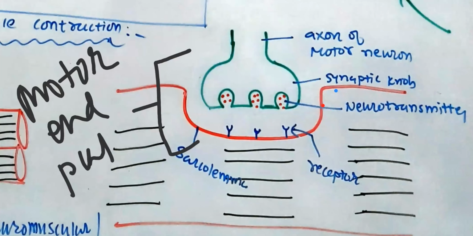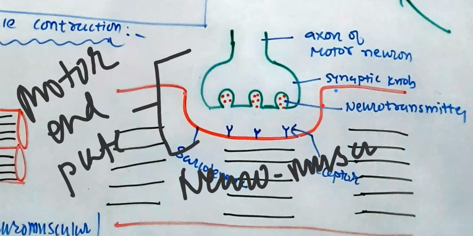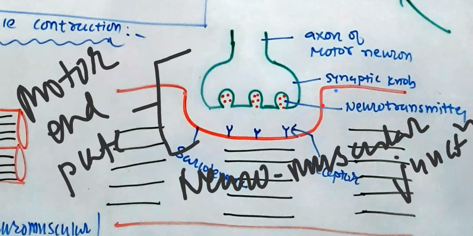end plate, or it is also called neuromuscular junction. This is termed as which junction? Neuromuscular junction. How many are clear with neuromuscular junction? The motor neuron ends up into, or innervates into, the muscle through its axon terminal known as synaptic knob on the sarcolemma of the muscle fiber, maintaining some space called synapse.